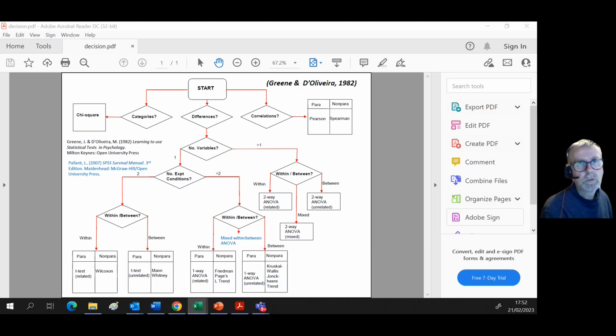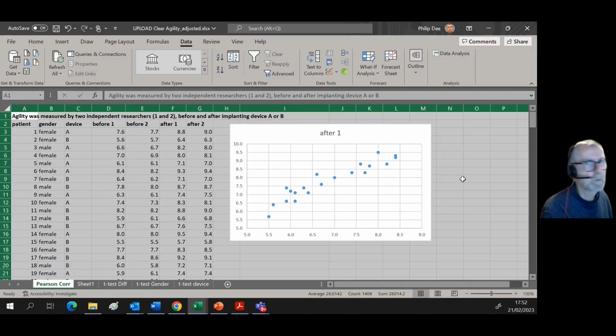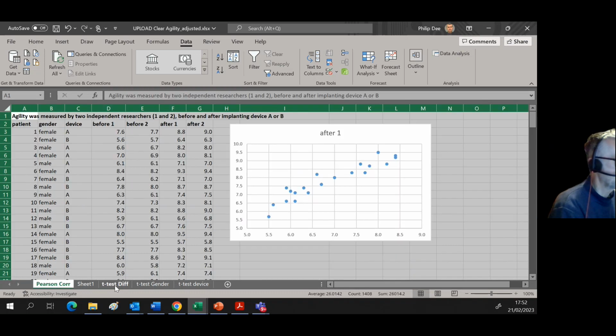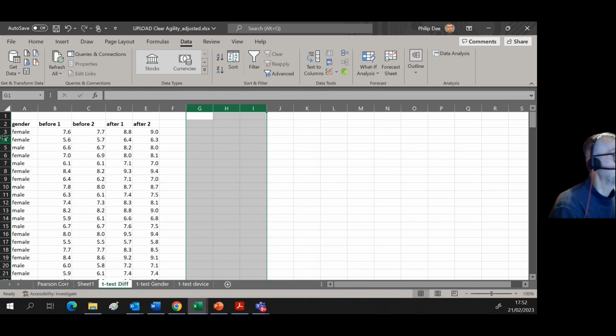I'm looking at my raw data now. Let me just find, here we go, this one I want to look at. Now this one I'm looking at the t-test of differences. So at the moment there's pretty much no change. What have I changed from the beginning? I'm not sure I've changed very much. I've taken out the patient number, which was just a label, but I think I've kept everything else. Gender, device, is that right? Have I kept everything else? No, the device is gone.